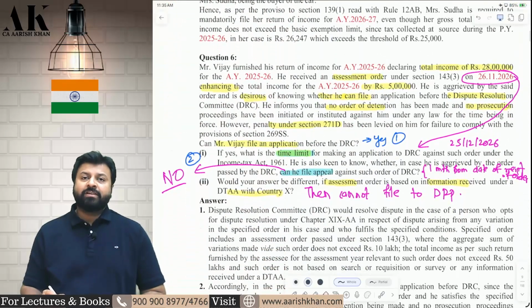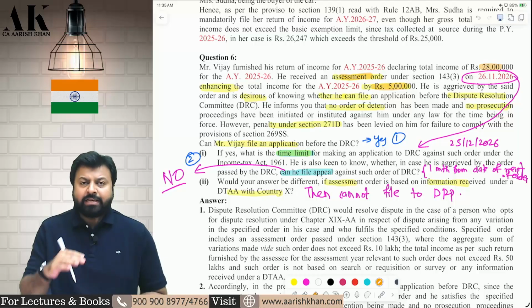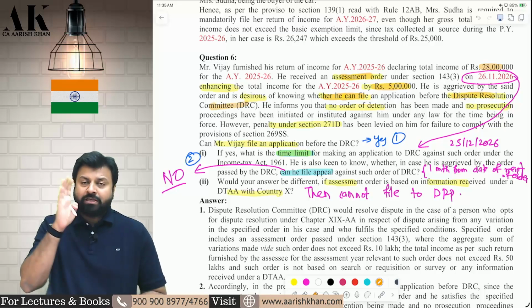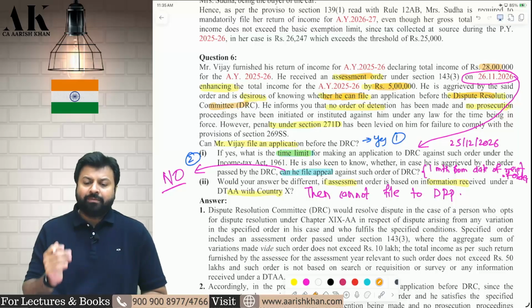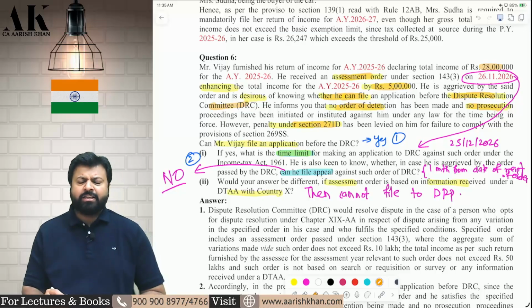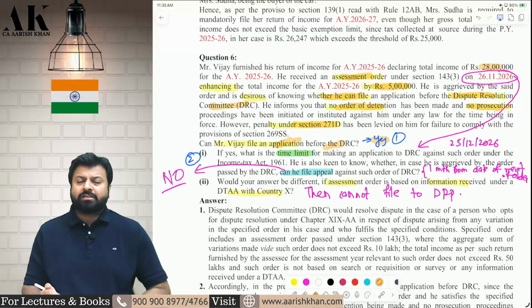Next question, Mr. Vijay. Total income is 28 lakhs. AO has passed an assessment order enhancing the income by 5 lakh rupees. Now he wants to file an application to the dispute resolution committee for reducing or waiving the penalty and for immunity from penalty and prosecution. There is no order of detention against him. There is no prosecution against him. There is a penalty under 271D which is initiated against him. So he has a lot of questions now. Can he file an application to DRC? The answer is yes. What is the condition for filing an application to DRC?